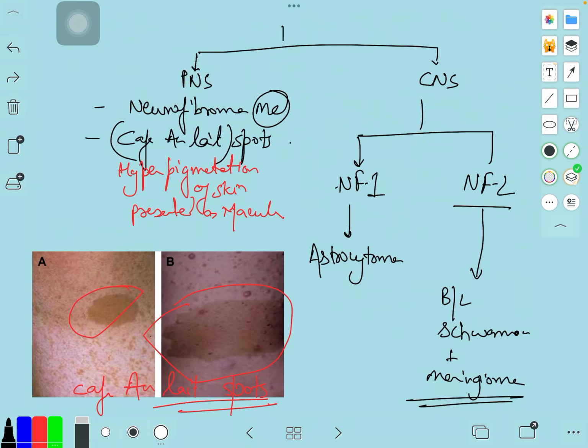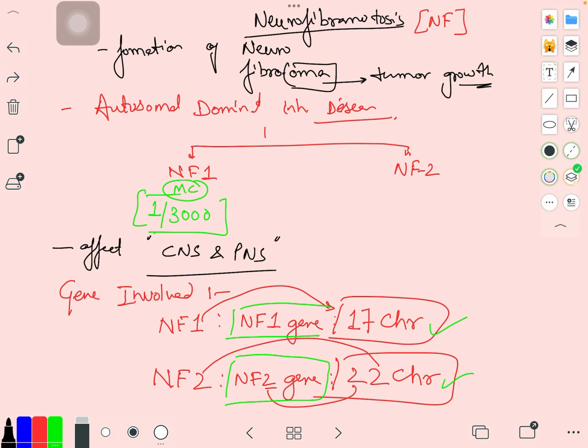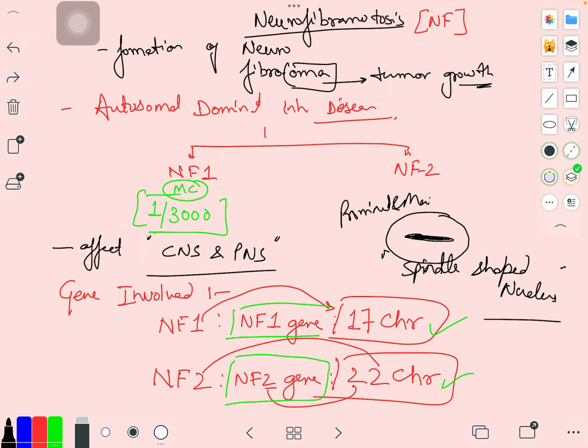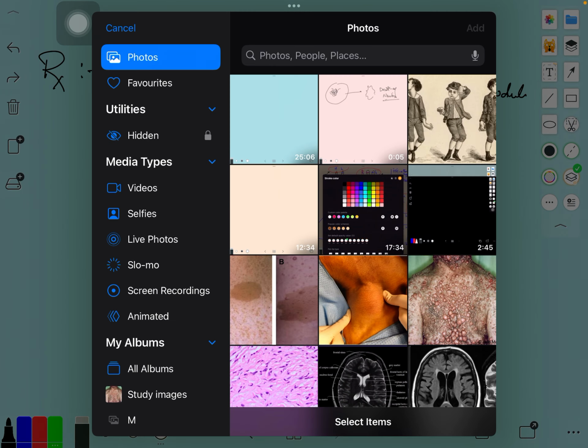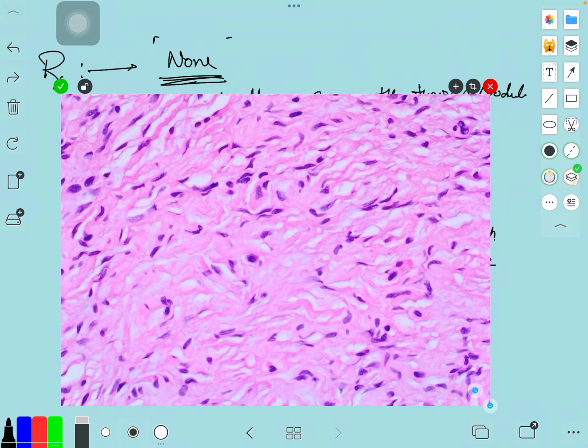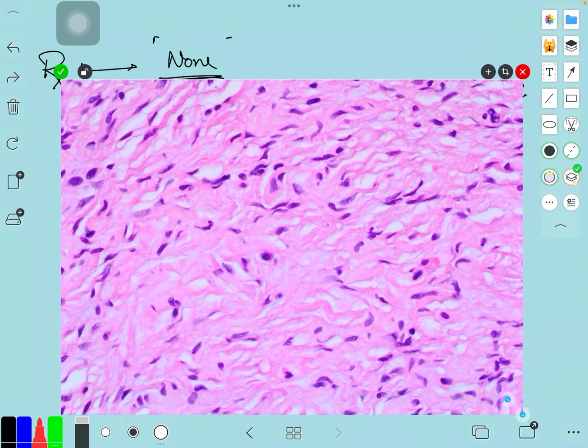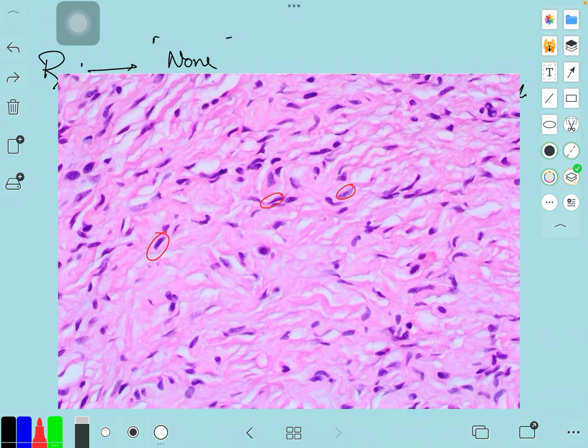Now, a very important feature I just forgot to tell you. What actually happened in this case? Within this nervous system cell, the nucleus becomes spindle shaped. This is the prominent and main feature. So let's see an image of this. Hope you can appreciate all the spindle shaped nuclei. So 1, 2, 3, almost all of them have this feature. See? So this is a classical feature of neurofibroma.